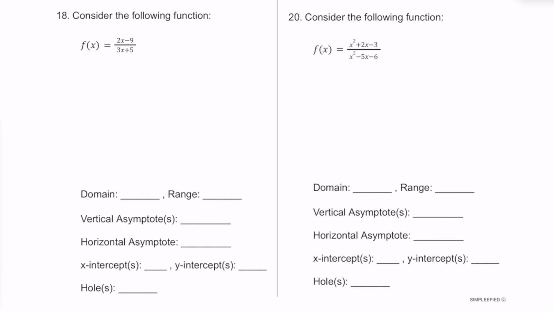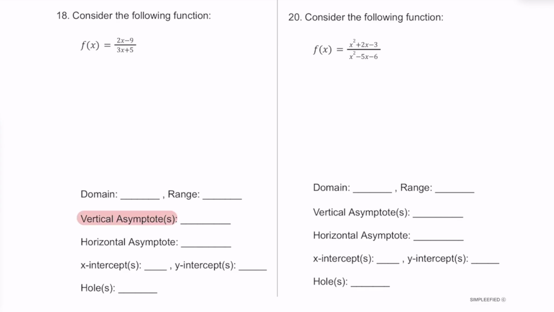In number 18, we have the function f of x is equal to 2x minus 9 in the numerator over 3x plus 5 in the denominator. These are both linear binomials, so it doesn't look like they have any common factors we can factor out using a GCF or anything, so I think we're going to be stuck here. And so from here, let's see what we can figure out.